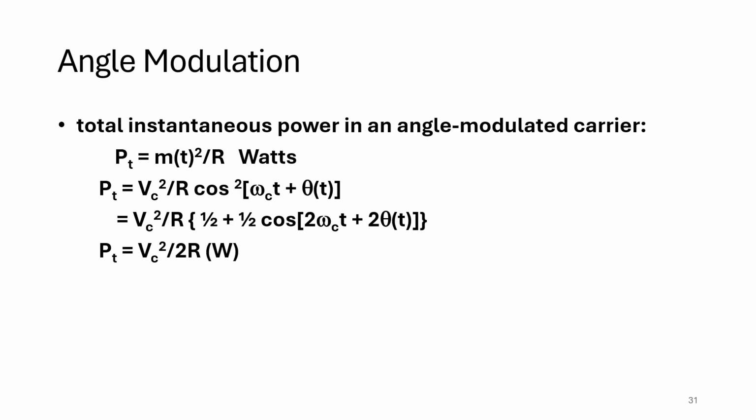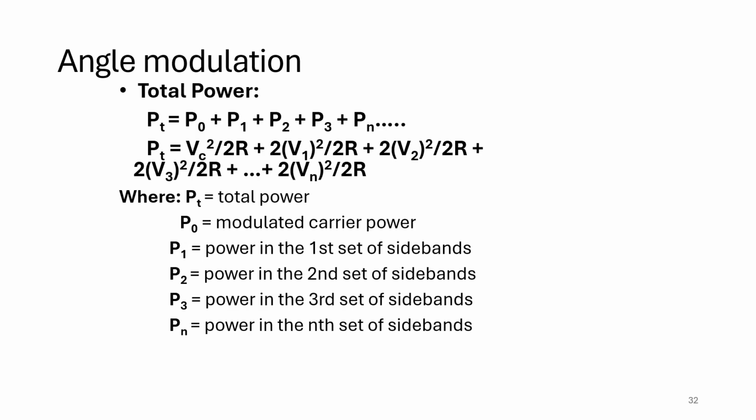So the total instantaneous power in an angle modulated carrier, the average of the second term is usually equal to 0. So the total transmitted power is just equivalent to Vc squared all over 2R. And of course, this is given in terms of watts. Okay? So the total power, PT, that is your total power, and PO is the modulated carrier power. Okay? So add notes. So we have here power in the first sets, power in the second sets, and so on.